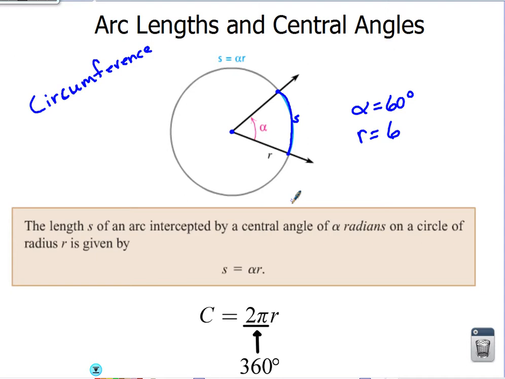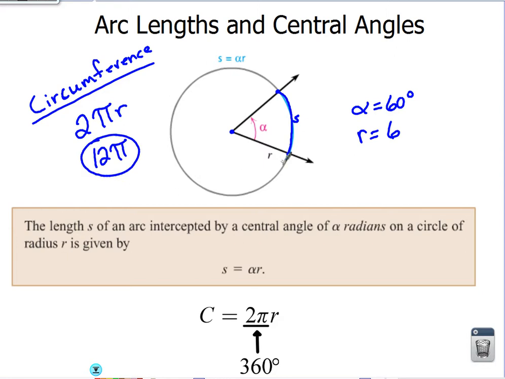We would say, okay, the distance all the way around the circle, that's the circumference. So let's first find the circumference, and the way you found that was either pi times diameter or 2 times pi times the radius. That was your formula. And you would do 2 times pi times radius. The radius is 6 over here, so that'd be 12 pi. That's the distance all the way around the circle. But we don't want the distance all the way around the circle. We just want this 60-degree arc right here.